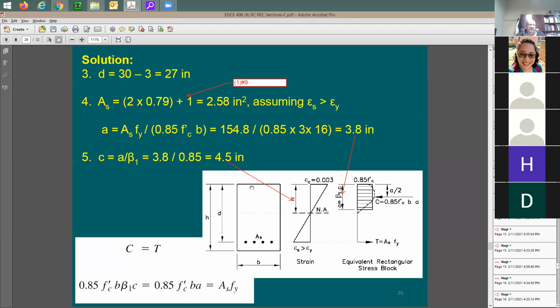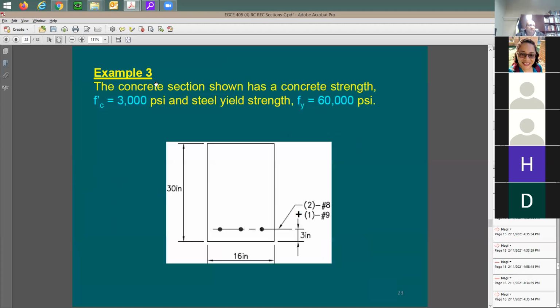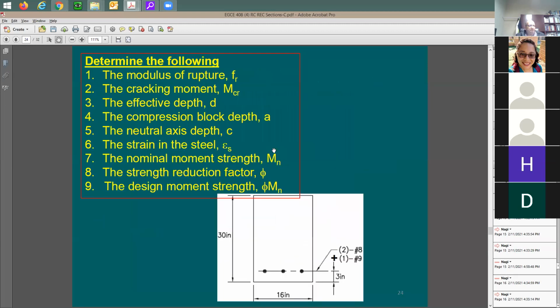Can you do here C over D and find out the phi factor? I'm going to say, yeah, absolutely. You can do it this way. Can someone here help me and say 4.5 divided by 27? How much is this? 0.16. What do you expect for the phi factor for 0.16 C over D? You're going to be in this location. So you're going to have phi factor of 0.9 expected.